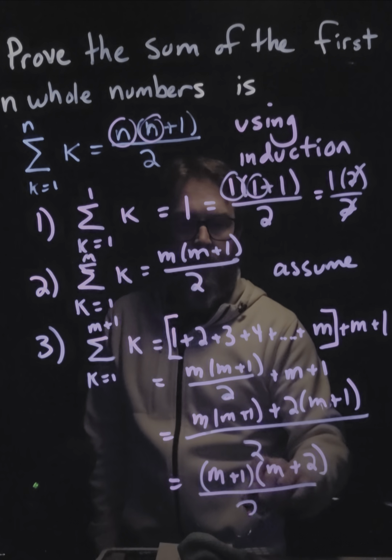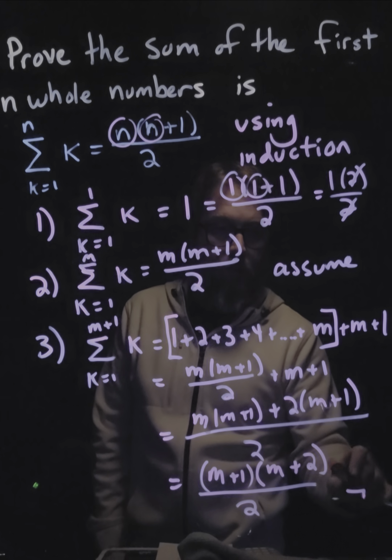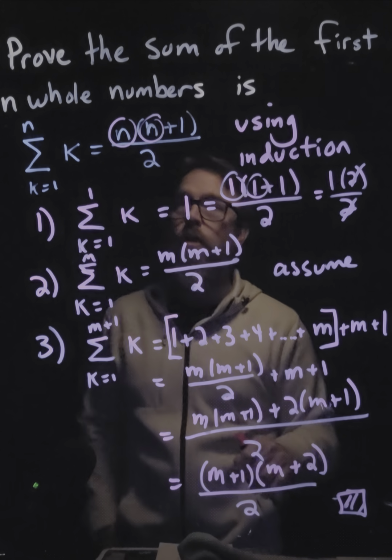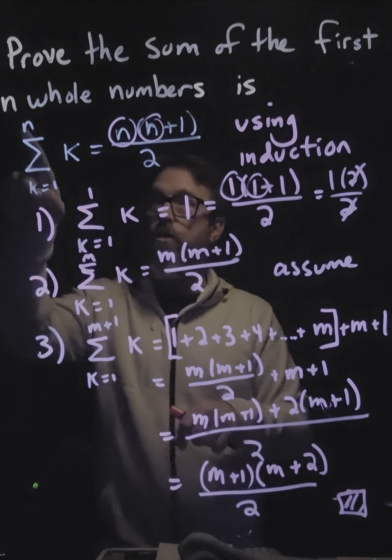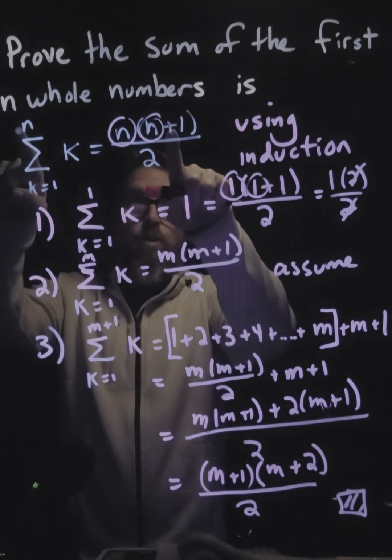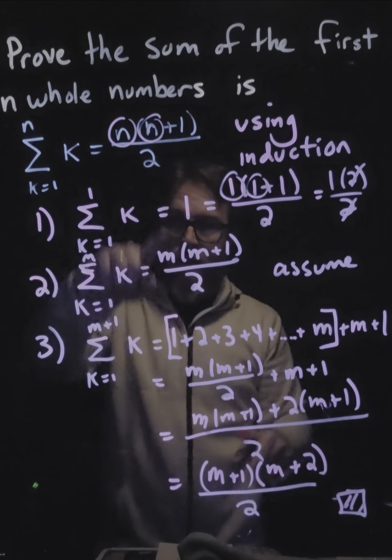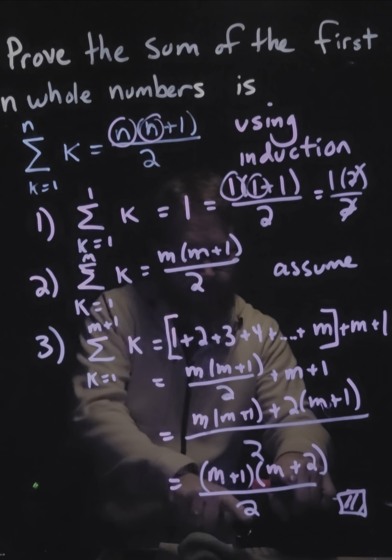all over 2. And that verifies our formula, because the summation of this is going to be equal to this upper bound plus 1 bigger divided by 2. And that's what this is. This upper bound plus 1 bigger divided by 2.